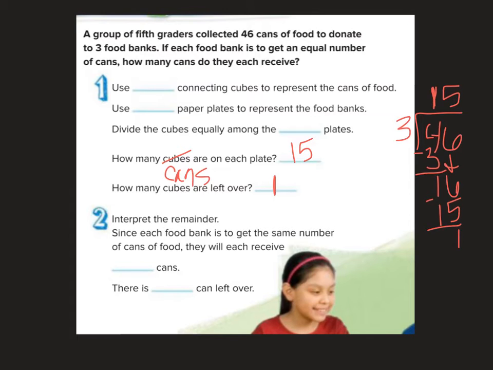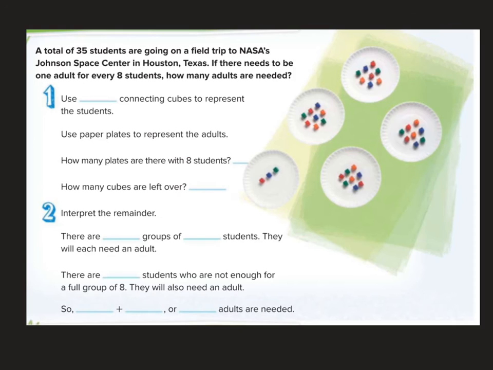So since each food bank is able to get the same number of cans of food, they will each receive 15 cans, and there is 1 can left over. Okay, so how do you decide who gets that last can? I don't know, you'd have to figure it out, I suppose. All right, let's go to the next one.